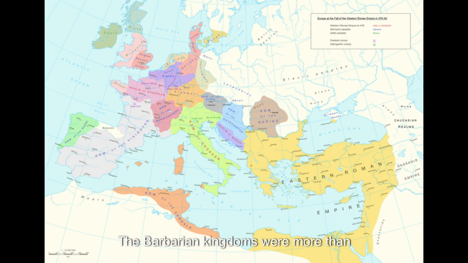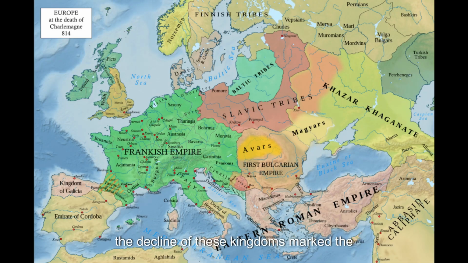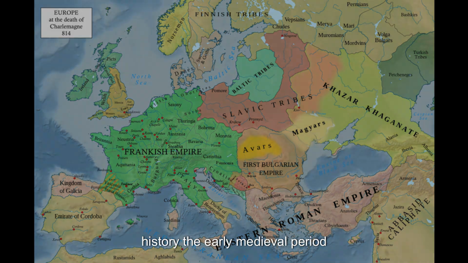The barbarian kingdoms were more than ephemeral entities, they were the architects of the medieval world. Their legacies, from legal codes to cultural traditions, continued to influence European history long after their demise. The decline of these kingdoms marked the beginning of a new phase in European history, the early medieval period.